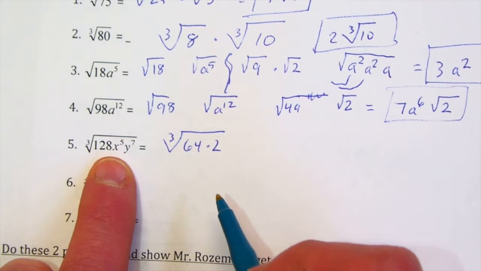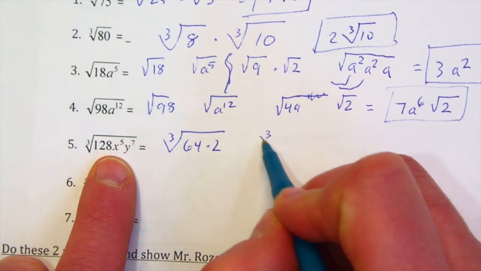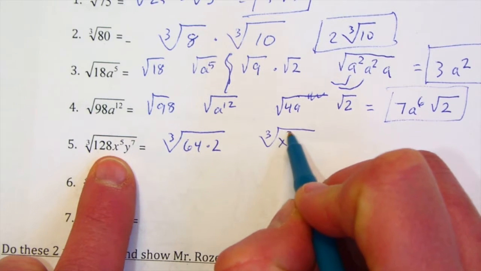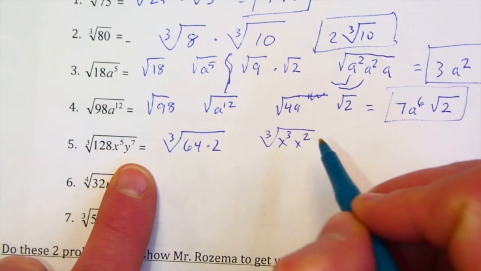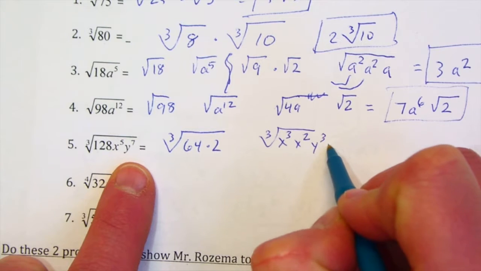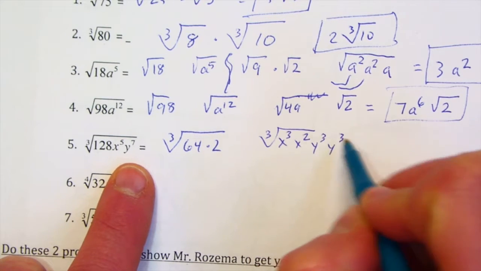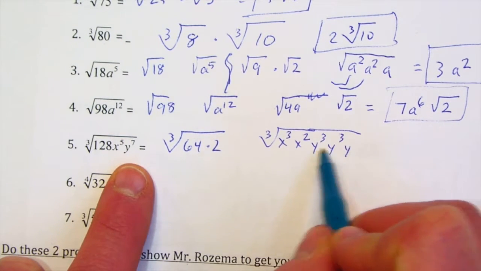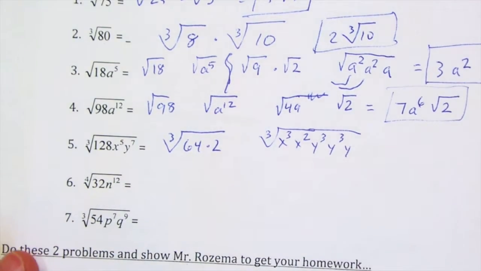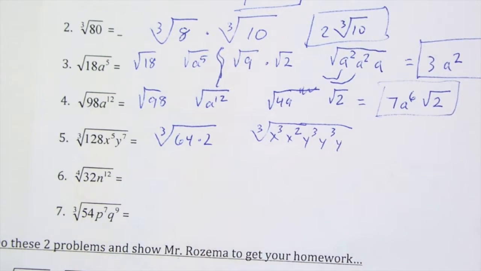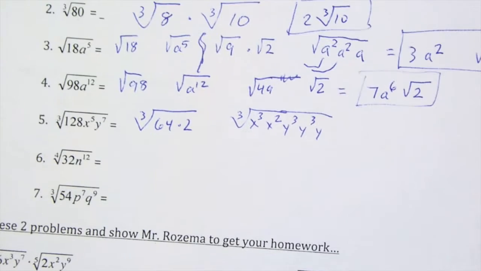The next ones, I'm going to put these in groups of 3. So I'm going to have the cube root of x cubed, x squared. I'm going to have y cubed, and y, like that. I put them in groups of 3 because we have a cube root. Now let's deal with the numbers. If it works nicely, it goes on the outside. If it doesn't, leave it on the inside.